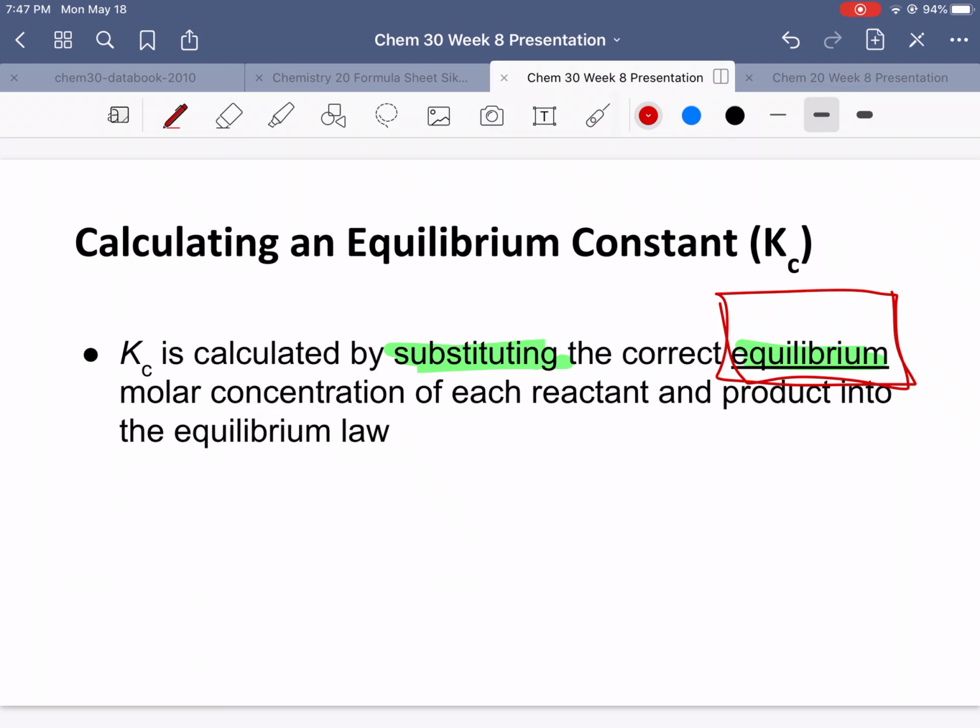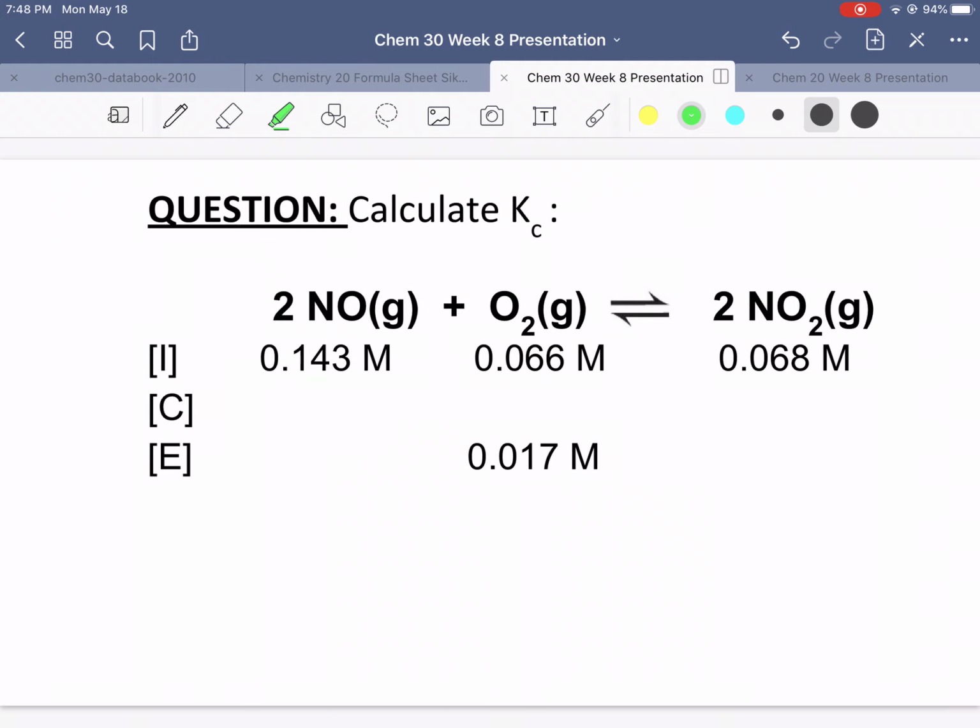Anyway, we're going to substitute in correct equilibrium molar concentrations and potentially, depending on what you're looking for, even substitute in the actual equilibrium constant itself to help us figure out the concentrations of the unknowns. So, for example, what if we go back to the world of an ice table again, and we are dealing with nitrogen monoxide gas and oxygen gas again, forming nitrogen dioxide gas.